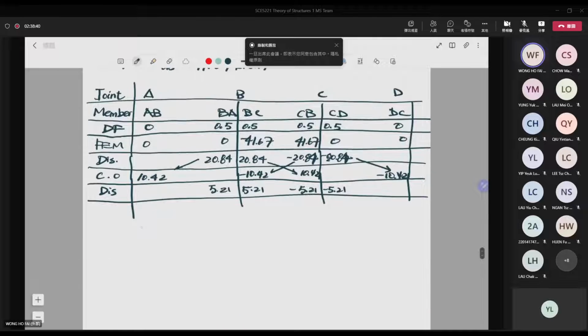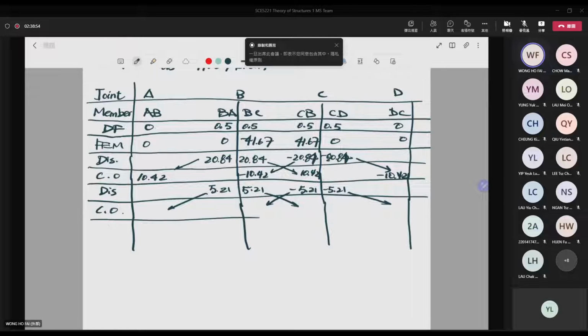And then this procedure will be repeated again. 50% will go to the left-hand side, 50% will go to the right-hand side. Carryover will be performed again. So 5.21, you just divide it by 2. 2.61, negative 2.61, 2.61, negative 2.61, okay?